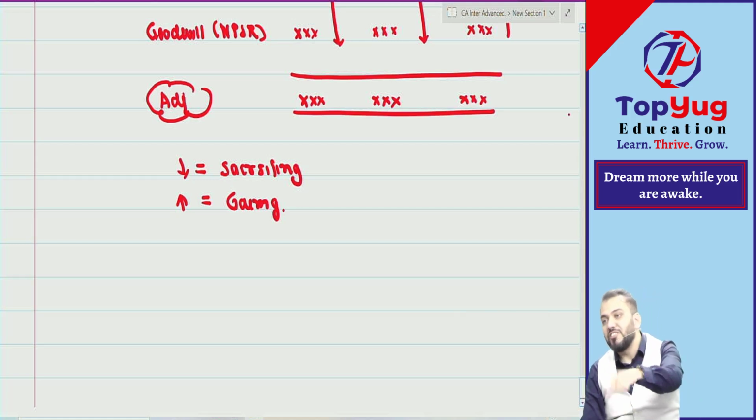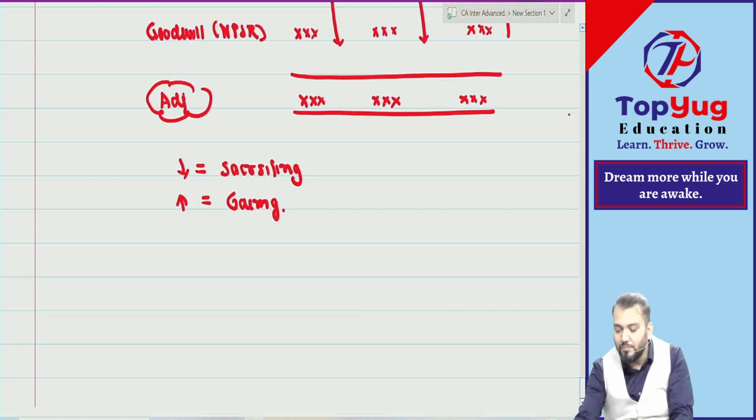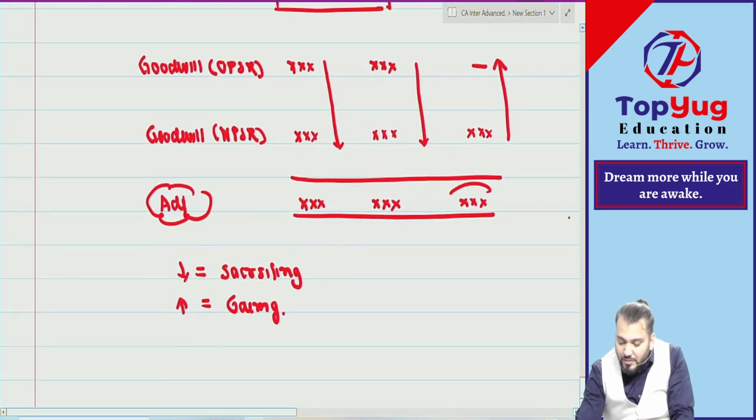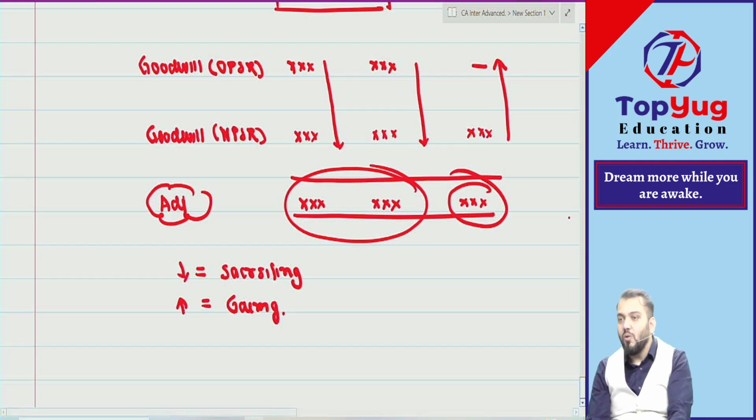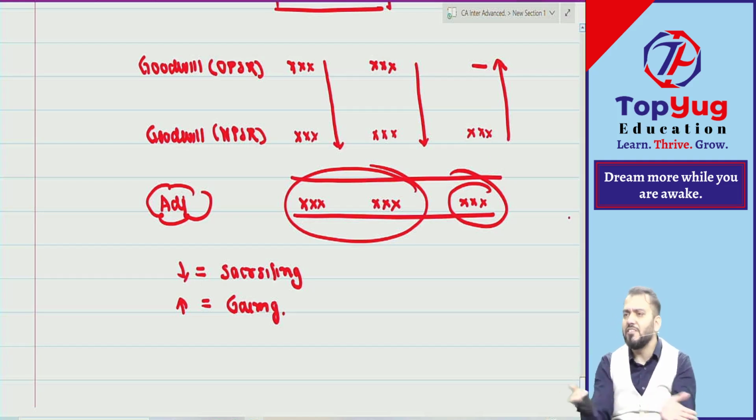We need to find out who is the gaining partner and who is the sacrificing partner. In admission, the new partner is gaining, and the old partners will always sacrifice. Correct? But we will do this as per new PSR and old PSR, find out gaining and sacrificing, and then we can pass the journal entry simply.